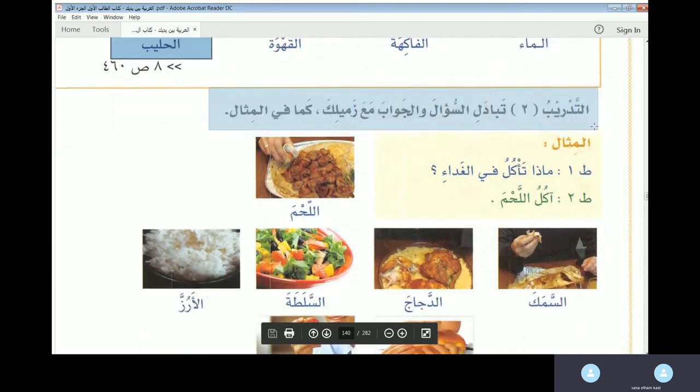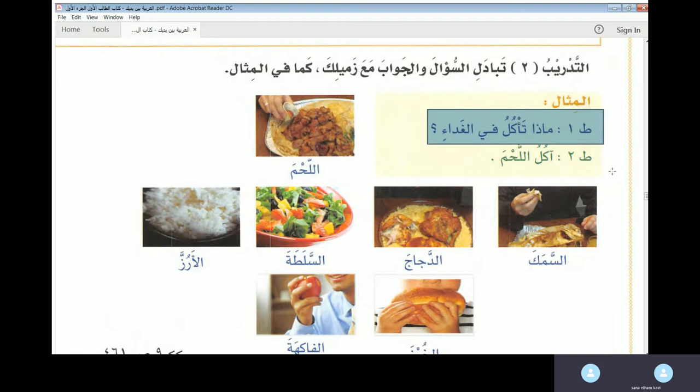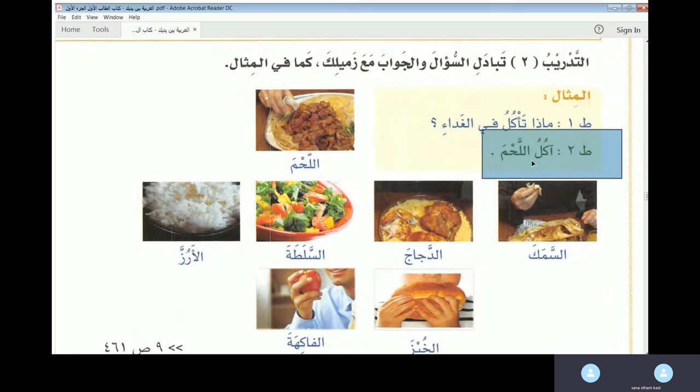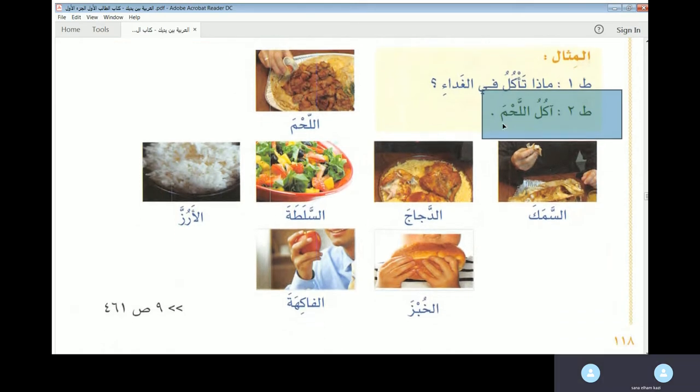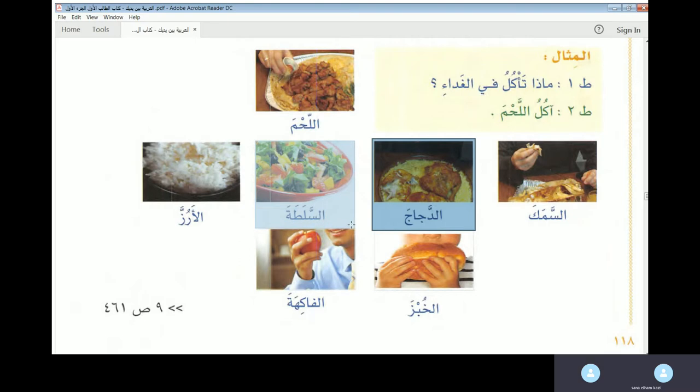التدريب الثاني تبادل السؤال والجواب مع زميلك كما في المثال. ماذا تأكل في الغداء؟ What do you eat for lunch? آكل اللحم. I eat meat. ماذا تأكل في الغداء؟ آكل السمك. I eat fish. ماذا تأكل في الغداء؟ آكل الدجاج. ماذا تأكل في الغداء؟ آكل السلطة.